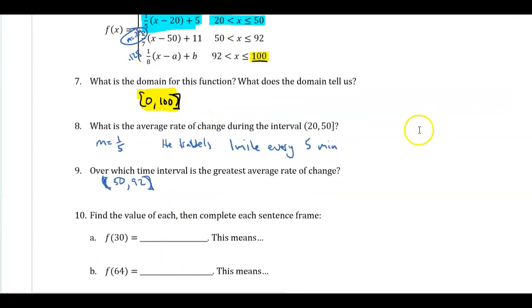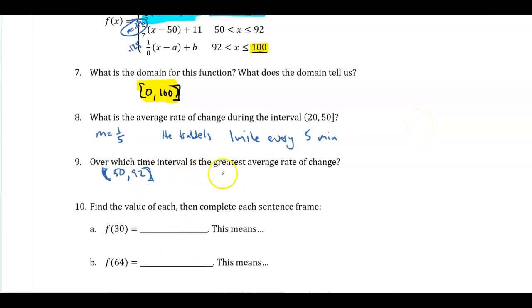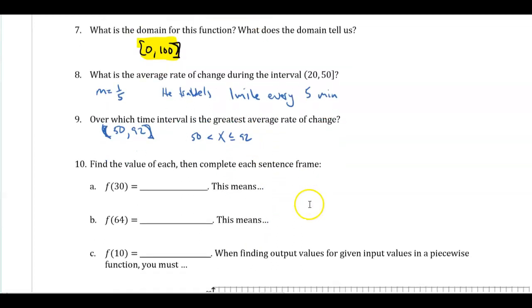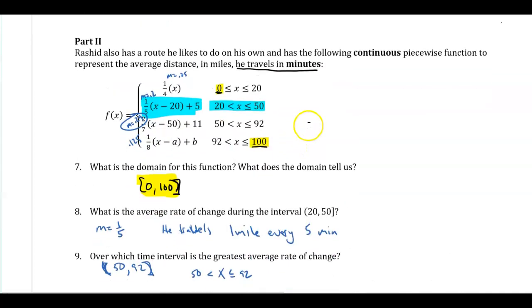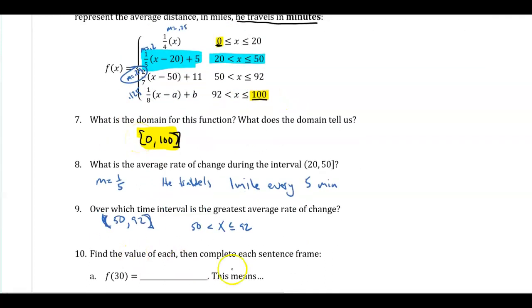All right. So you could use the inequality there if you'd like also to represent your answer, but they want it to be over what interval. So if we had to find f of 30, you have to know when x is 30, you are in this time interval. So you have to use that one.